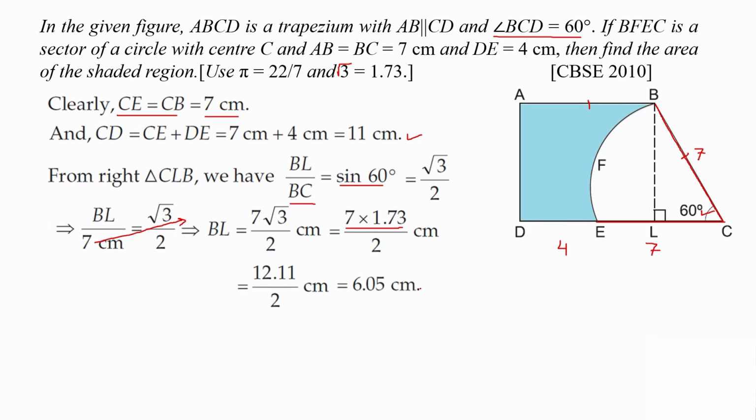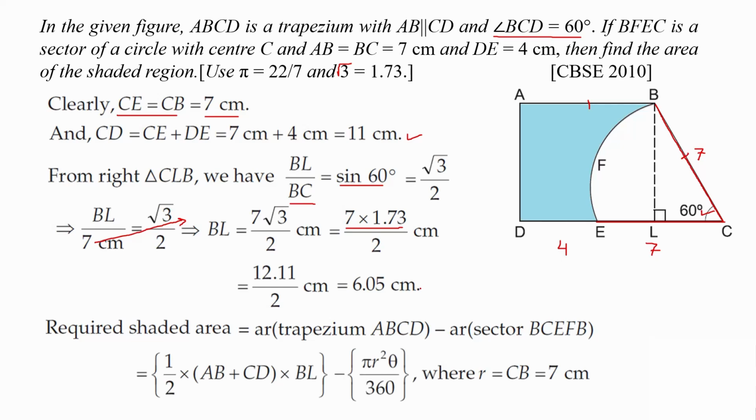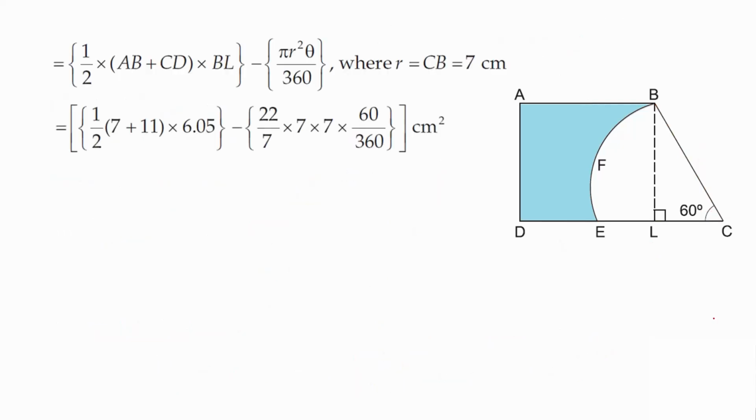So this is BL. So now the required shaded region is equals to area of trapezium minus area of sector. Now half into sum of parallel sides, that is AB plus CD, into distance between them, that is BL, minus theta upon 360 into pi r square, or pi r square theta upon 360. This step is clear, all of you? Yes, sir.